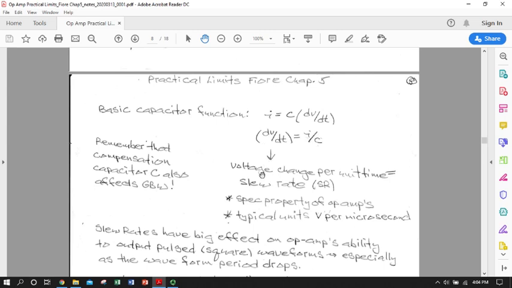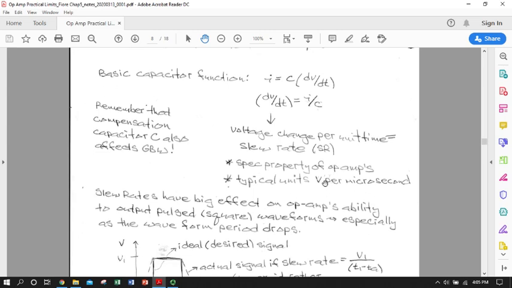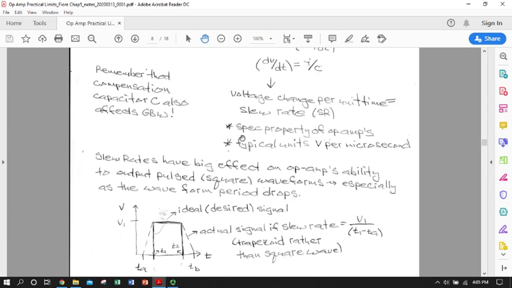Okay, so that upper limit in dV/dt, or time rate of change of voltage, is known as the slew rate, or the upper limit of voltage slewing, SR, and it's a spec property of the op-amp. We can just look it up. It's typically listed in units of volts per microsecond. So that's the fastest voltage change that the op-amp can effectively follow. So that's pretty easy.